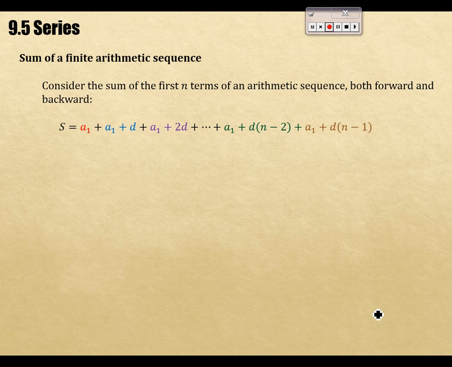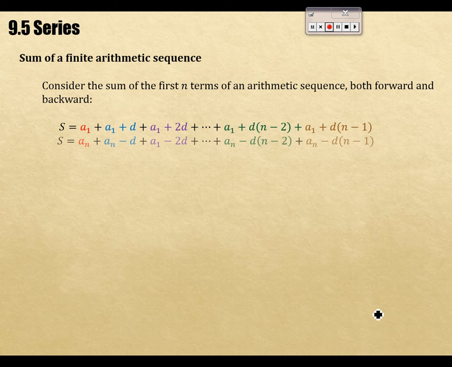This is A1, the first term. This is A2, the second term, but I've written it as A1 plus D. Is that an okay way to write the second term? A1 plus 2D, that's the third term. Is that an okay way to write the third term? All the way up to down here, you okay with this? This is the last term, the nth term. Do you agree that that is in fact the last term? It's just the explicit rule for an arithmetic sequence. So this is in fact one way to write the sum of the first n terms of an arithmetic sequence.